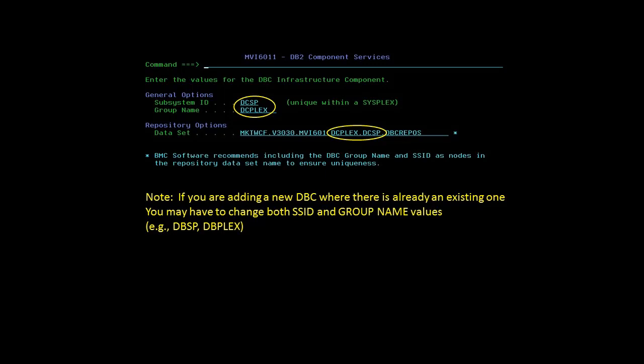ASI will fill in the default DBC SSID value of DC&sysclone. In this case, you may be adding a new DBC for the MVI agent only in an environment that already has a DBC. If this is the case, and the existing DBC is already using the DC&sysclone value for its SSID, you will have to change the default SSID and group name to avoid conflicts with the existing DBC. DB&sysclone and DBplex are the recommended values if available.